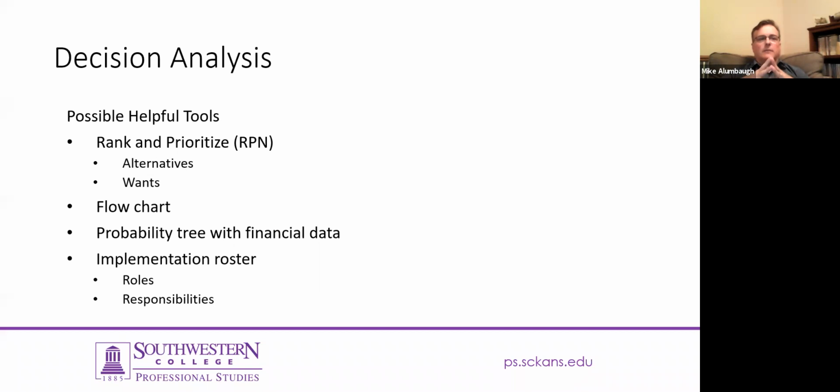Helpful tools here. Again, ranking and prioritization is a good one. You can flow the different probabilities out, because you may have some process redesign that's involved, and some people and roles and responsibilities. Probability trees with financial data, which we just looked at, are real helpful. And then you are probably going to want an implementation roster that is defined at this point with their roles and responsibilities as team members.